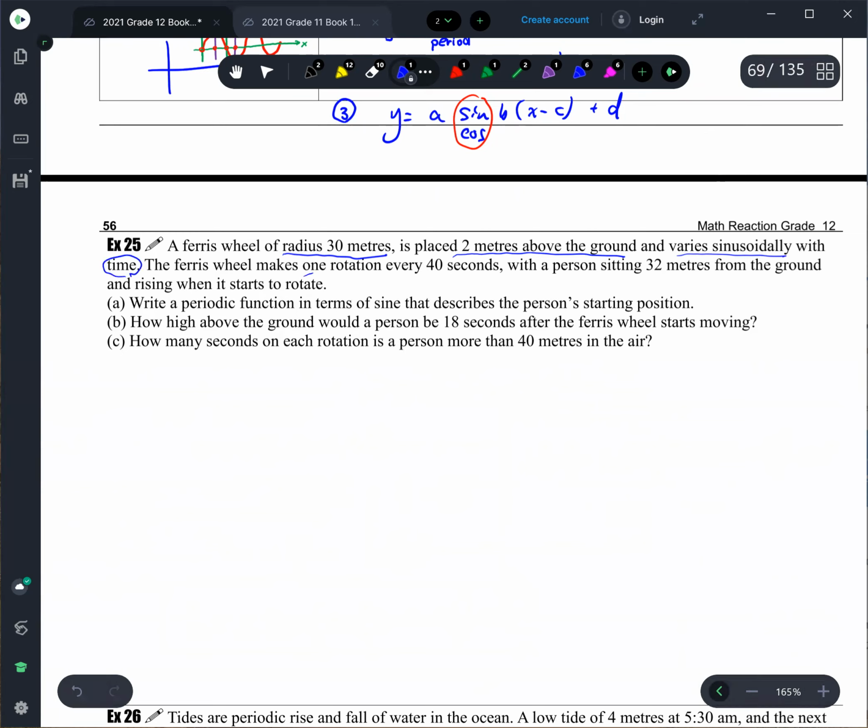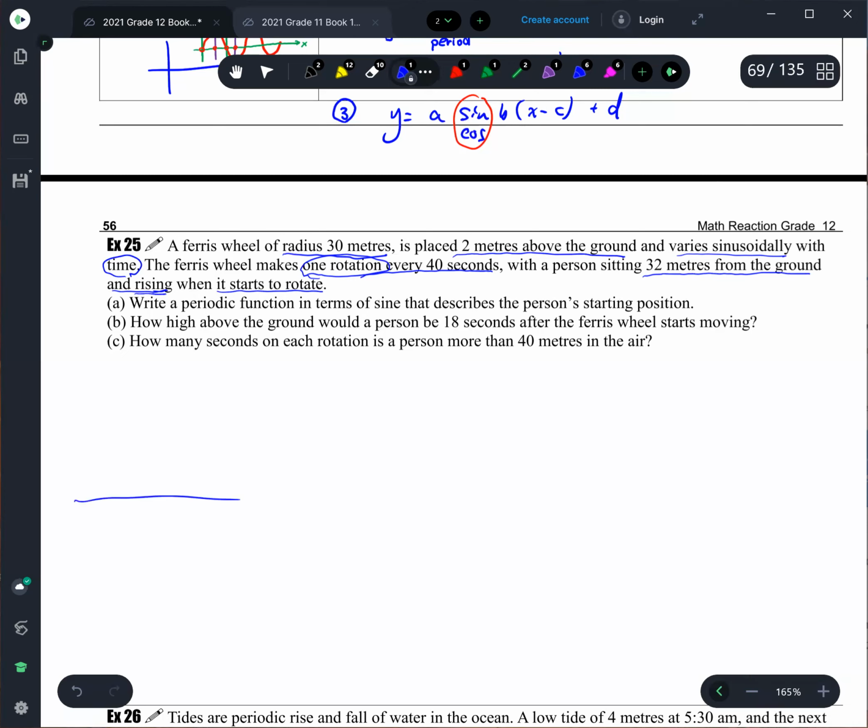It makes one rotation every 40 seconds. One rotation means one period, right? That's important. The person is sitting 32 meters from the ground and rising, right, when it starts to rotate, okay? So it tells you where the starting place is. So please draw a picture, okay, by yourself. Draw one period, okay? And then see if you have the same picture as me, right?